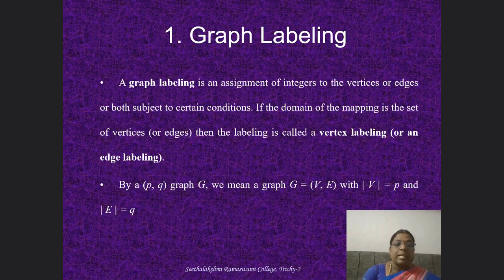Graph labeling. A graph labeling is an assignment of integers to the vertices or edges or both subject to certain conditions. If the domain of the mapping is a set of vertices, then the labeling is called a vertex labeling. And if the domain of the mapping is a set of edges, then the labeling is called an edge labeling. By a (p, q) graph G, we mean a graph G with the vertex set and edge set, where the cardinality of the vertex set is p, and the cardinality of the edge set is denoted as q.